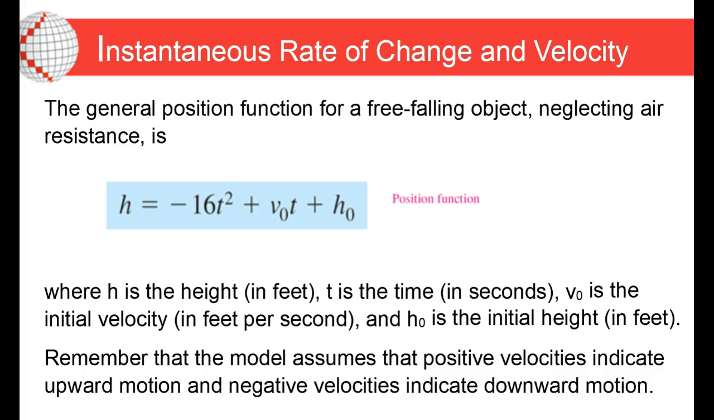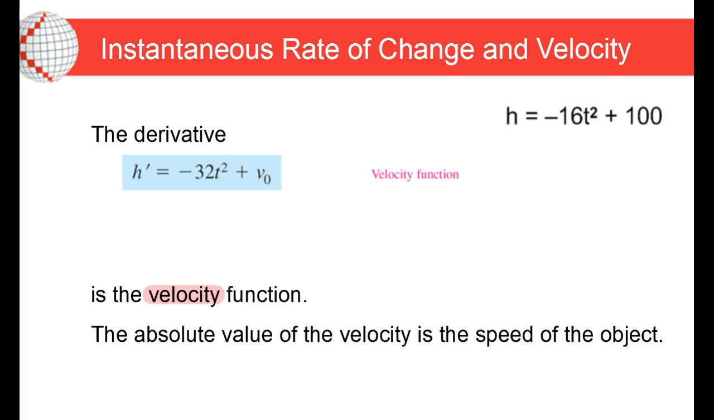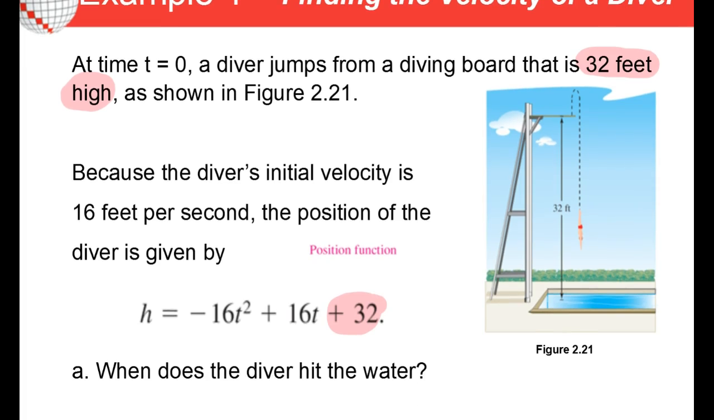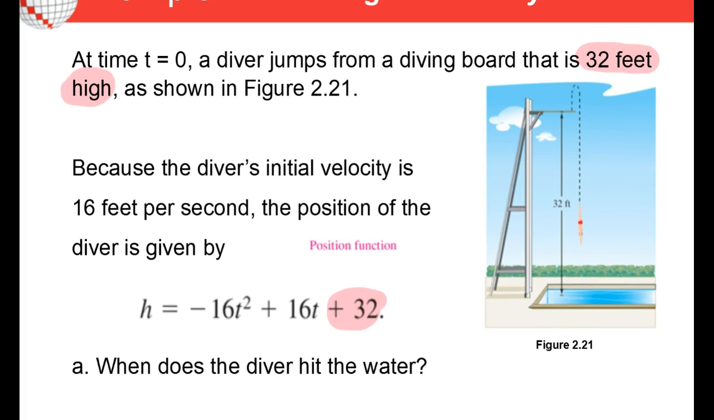So the general position function for a free-falling object is negative 16 t squared. This negative 16 has to do with gravity, the initial velocity, v sub 0, and the initial height. And then t, of course, is the time that passes. So the derivative of that would be negative 32t plus the initial velocity. So I have a diver that's going to jump from a diving board, and his initial height is 32, so we'll put that as the h term.